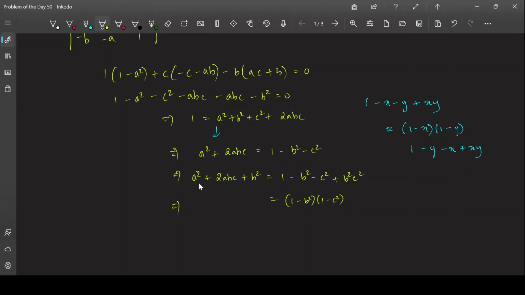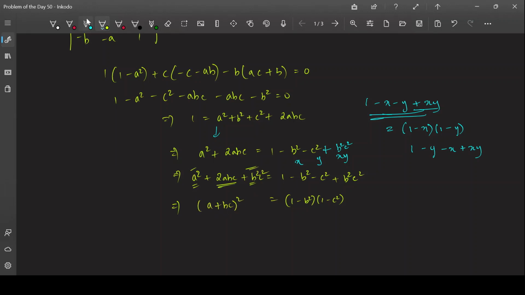So I'm trying to add b square c square on both sides, because I'm considering this as x, this as y, so xy would be b square c square, and we need to have plus here, according to this formula. So when we see this carefully, we have a square plus b square c square and 2abc. Fine, a and bc. So this is basically nothing but a plus bc whole square.